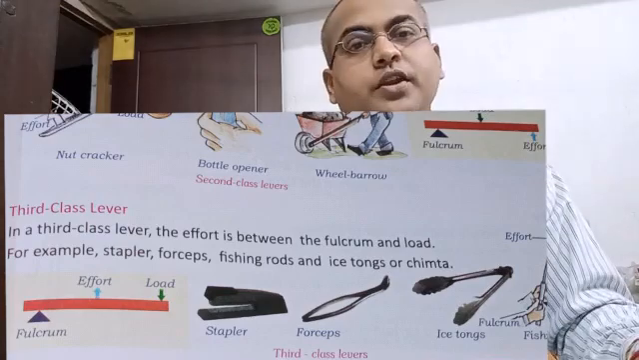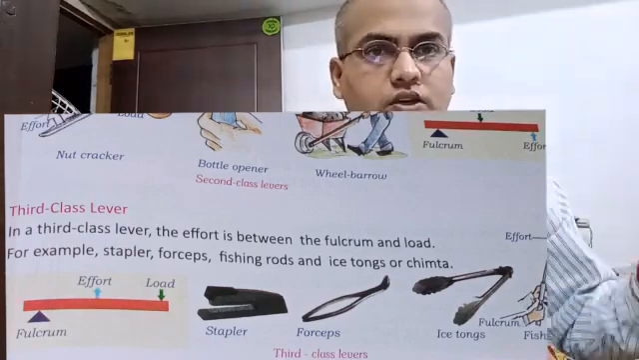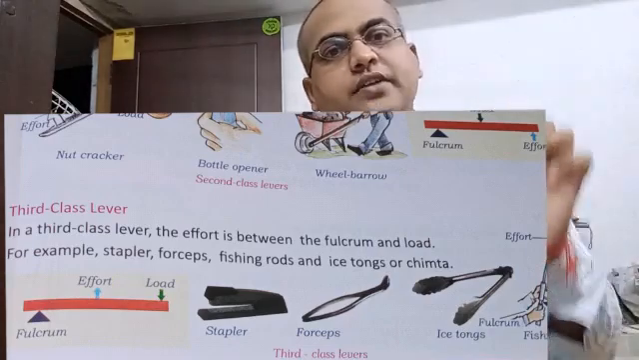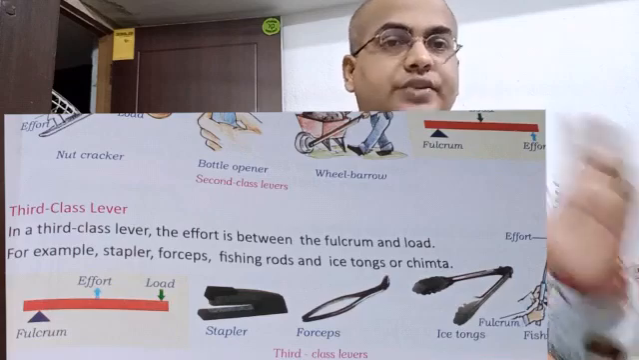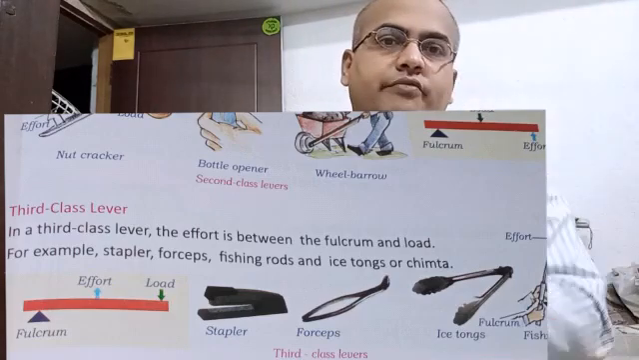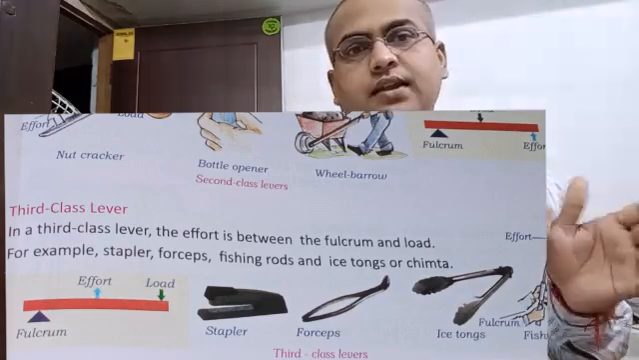So class, I hope you are able to understand lever. That is a rigid rod, a bar which moves at a fixed point. That fixed point is called the fulcrum. And there are three types of lever based on fulcrum, effort, and load.